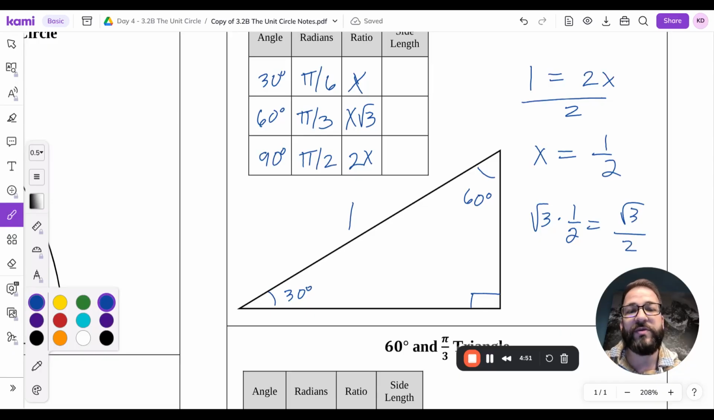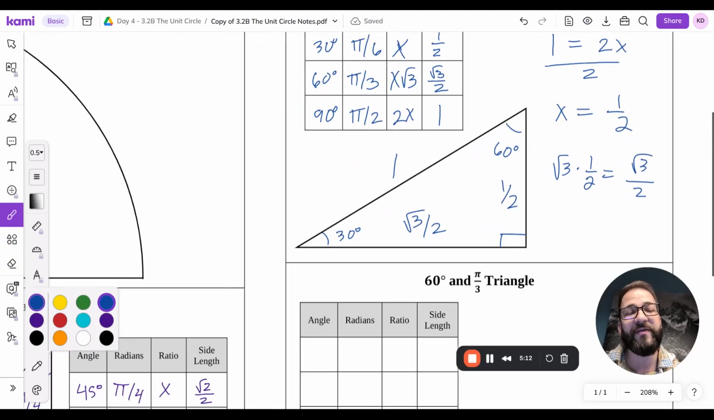So over here in our side lengths, 1/2 for x, root 3 divided by 2 for our longer leg, and 1 for our hypotenuse. And once again, we can go ahead and add those on here. Our longer leg is across from 60, so square root of 3 divided by 2. The shorter leg is here across from 30, so 1/2.